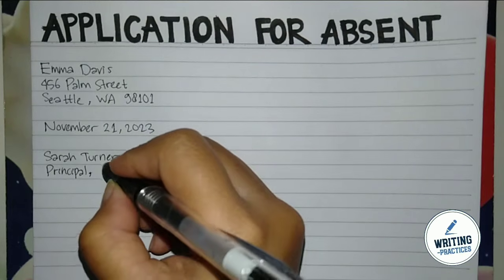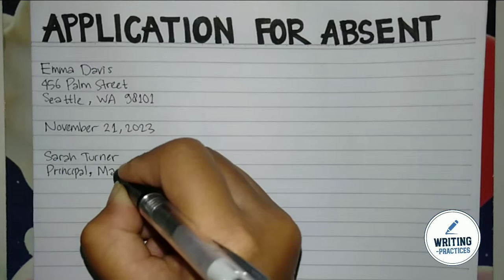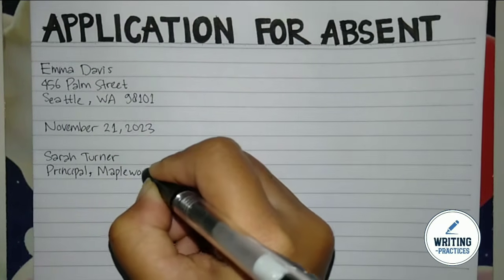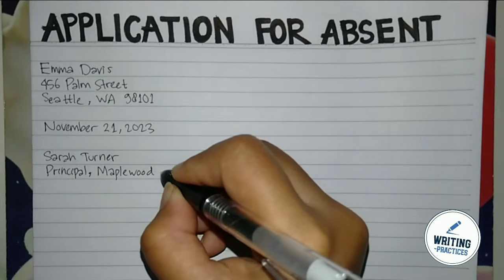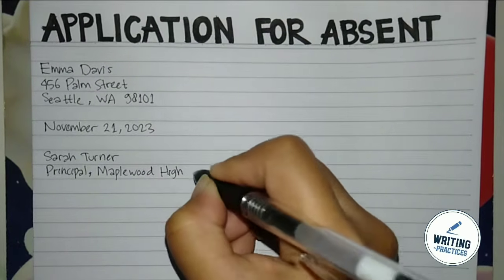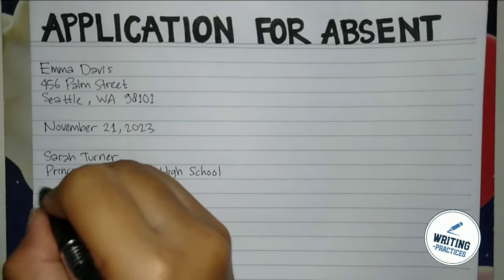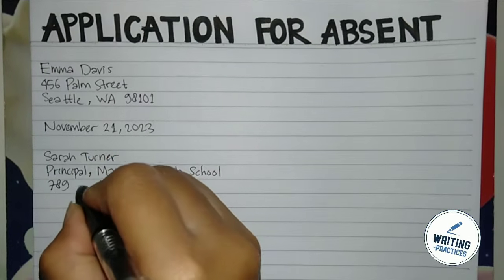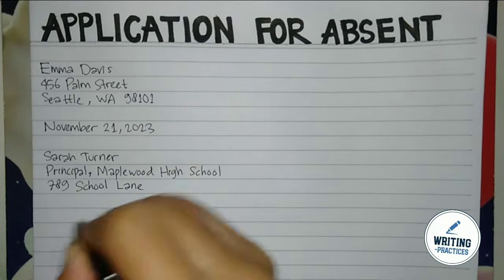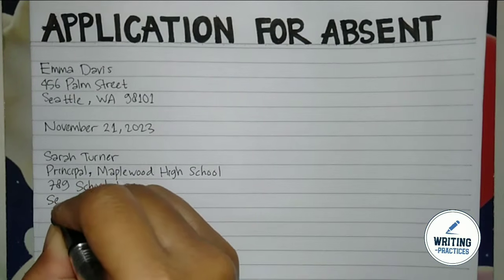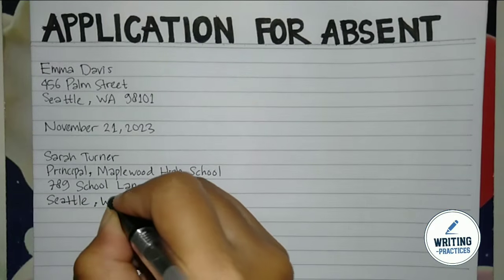For the next, write the information about the recipient. You need to write their full name. And write their occupation in the company or school. For example, the letter is addressed to the principal. Or you can also address it to teachers. Or human resources manager, if you are an employee. Write the name of the company or school. And write the address of the company or school. Yes, don't forget to include the number, street name, city, state, and zip code as well.